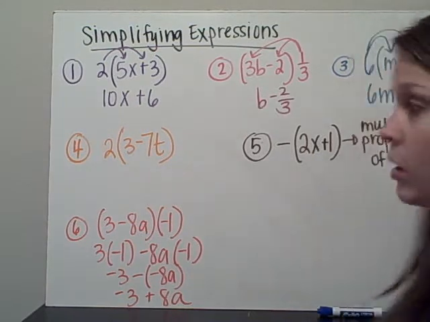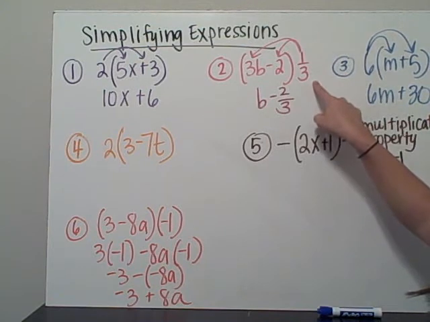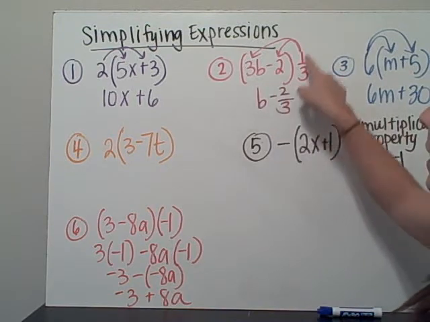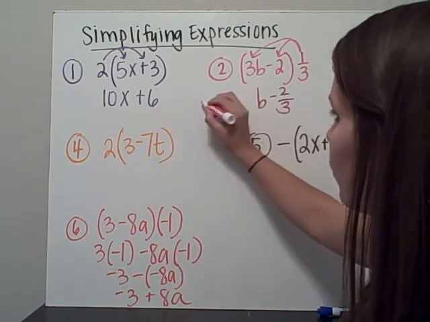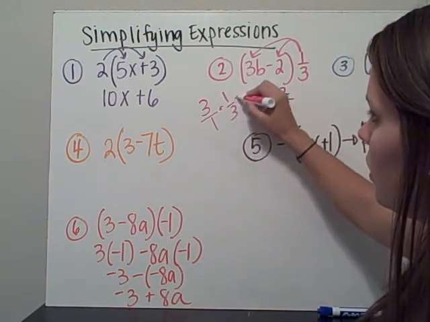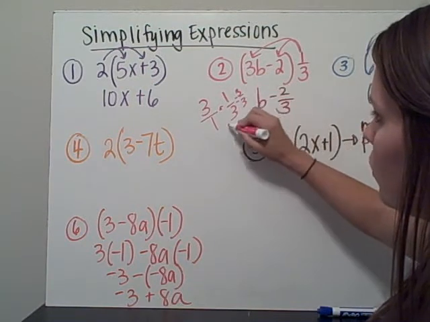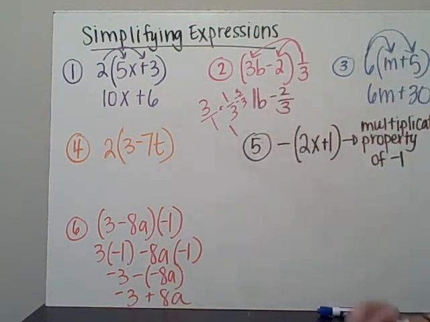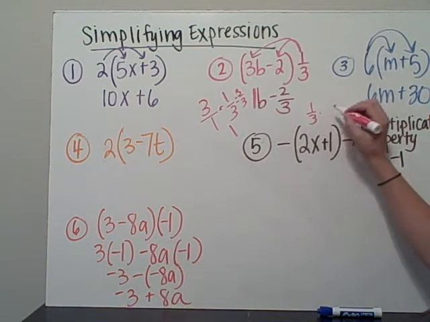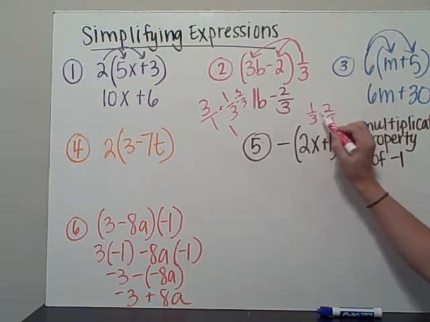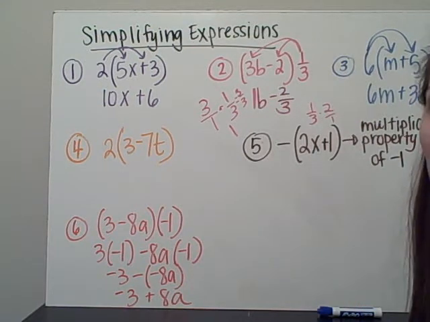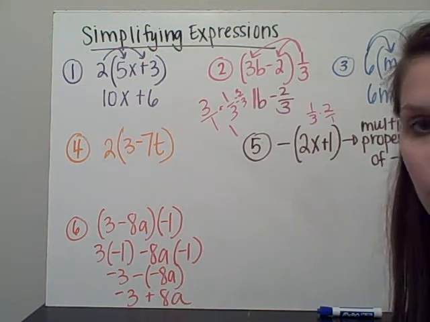Let's look at number 2. We have 1/3 times the quantity 3b minus 2. Well, 3b times 1/3, so we have 3, which can be written as 3 over 1, times 1/3. Well, that gives us 3 over 3, which is 1. So this is 1b. Do the same thing with the 2. Well, 1/3 times 2 over 1. 2 times 1 is 2. 3 times 1 is 3. So our answer is b minus 2/3.